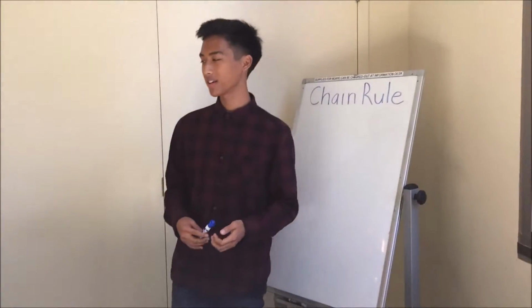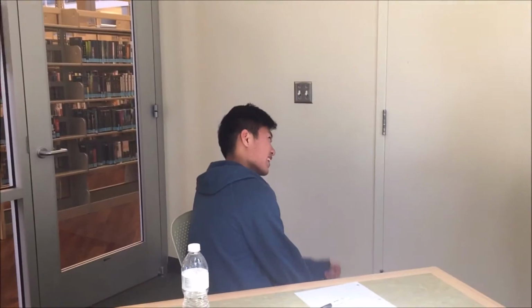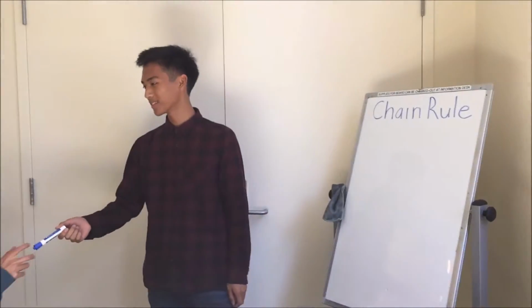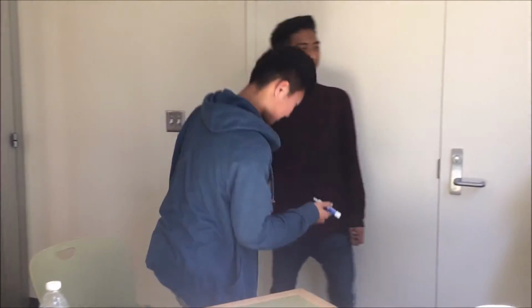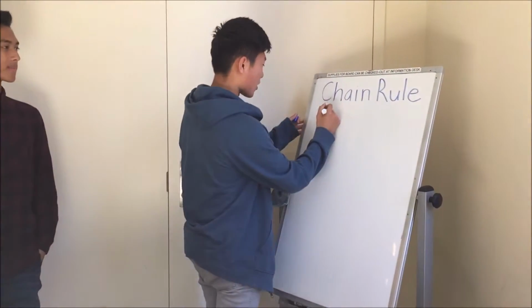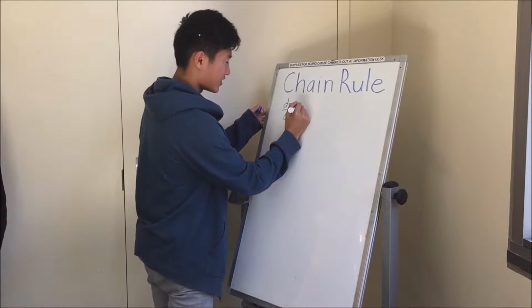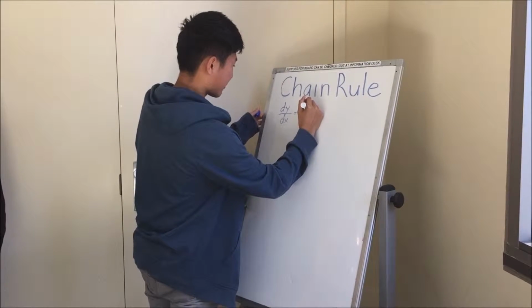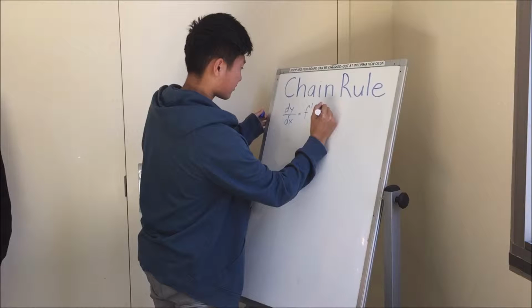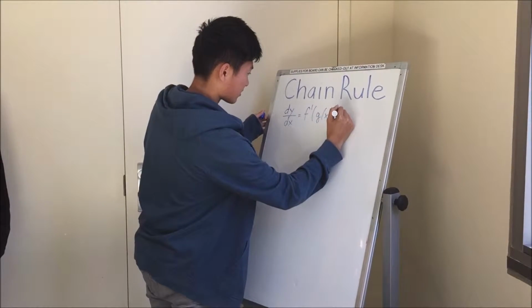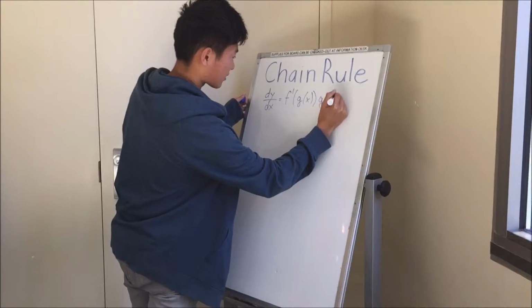Okay, I assume you guys did all your homework, right? Will you write the chain rule property for me? The chain rule property is dy over dx equals f prime g of x times g prime of x.